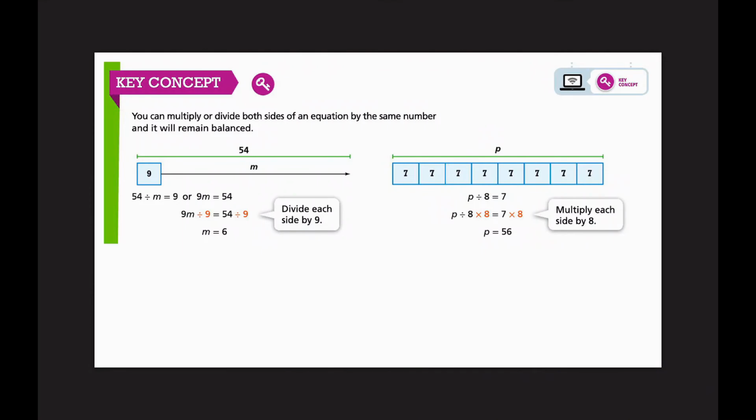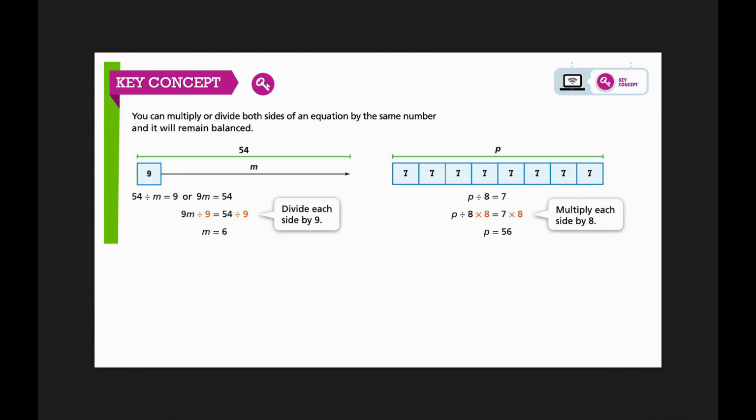Hey guys, this is the lesson video for lesson 4-5 where we are solving one-step equations using multiplication and division. So here on the screen, I have the key concept that we're getting at today. You can multiply or divide both sides of an equation by the same number and it will balance.